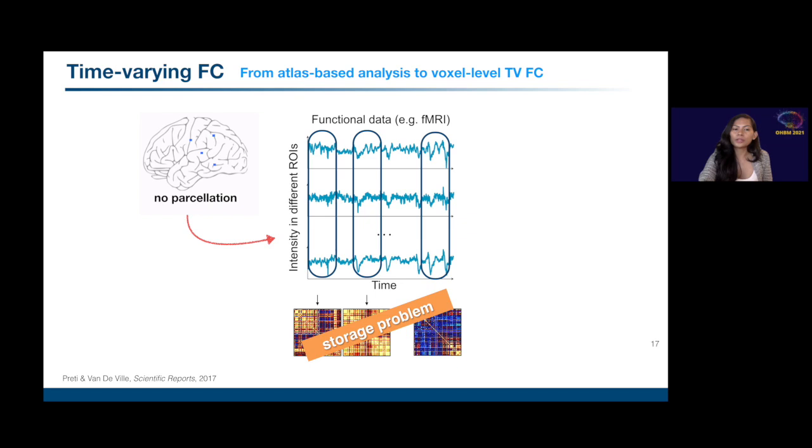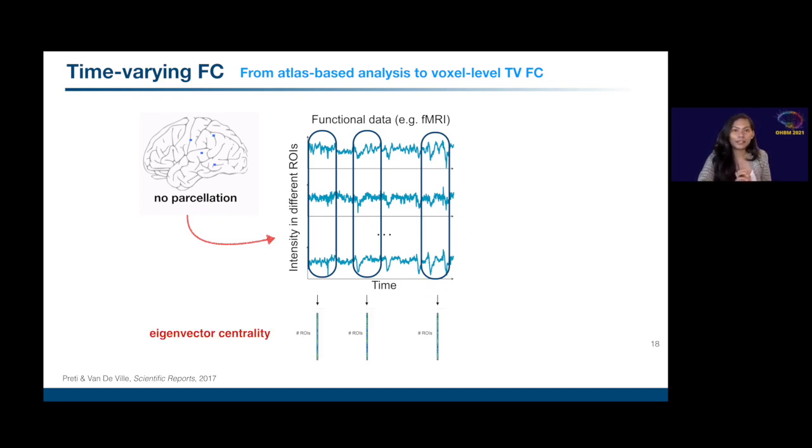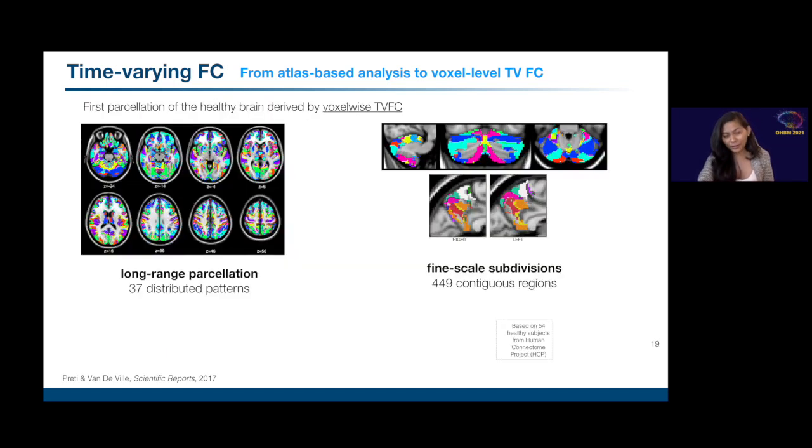And so what they did was to summarize the dominant pattern in these individual connectivity patterns at each time window using the eigenvector centrality. The eigenvector centrality is just the eigenvector that gives the most variance, or the most dominant pattern, that is present in the data at each time window. So from the eigenvector centrality, they were able to parcellate the healthy brain into different regions.